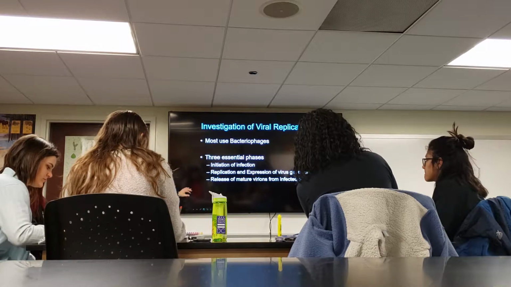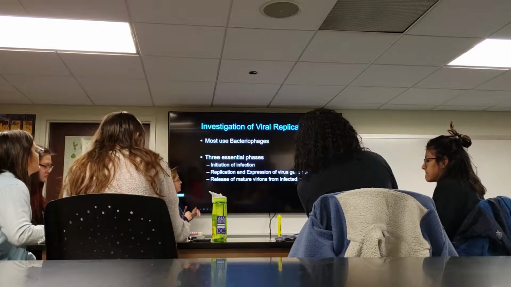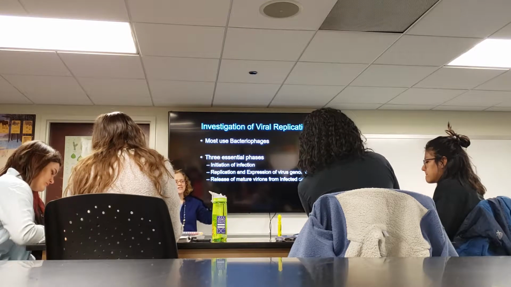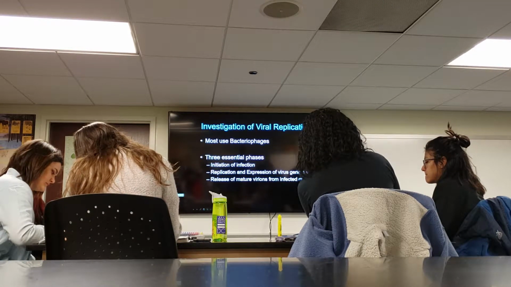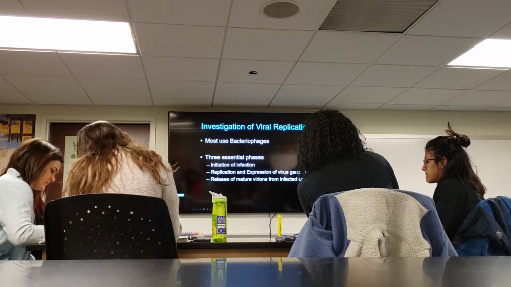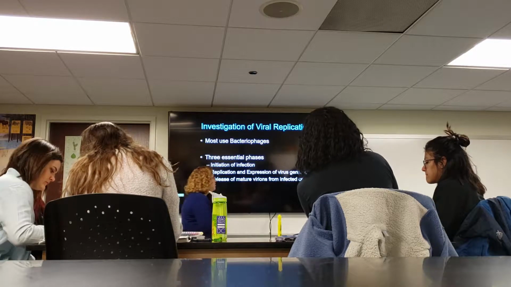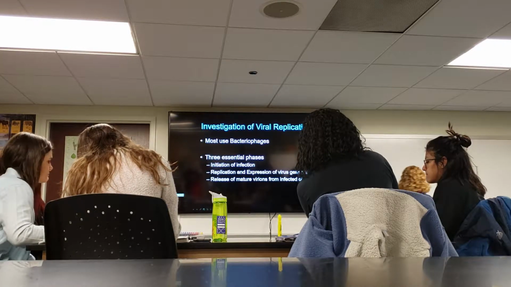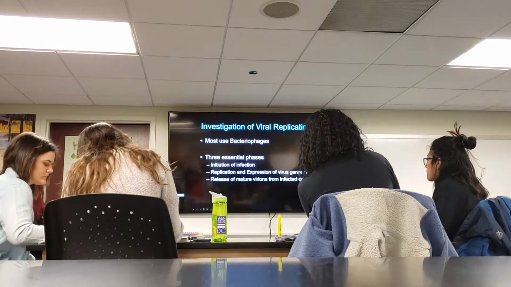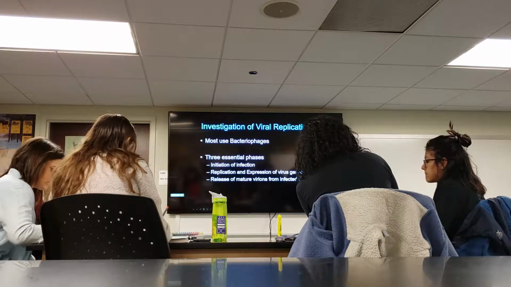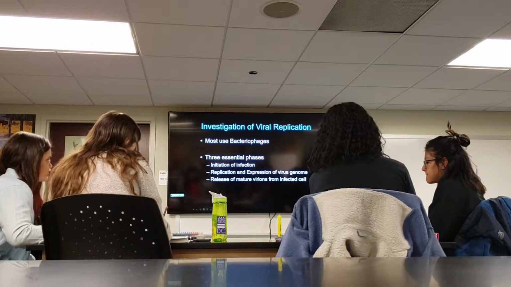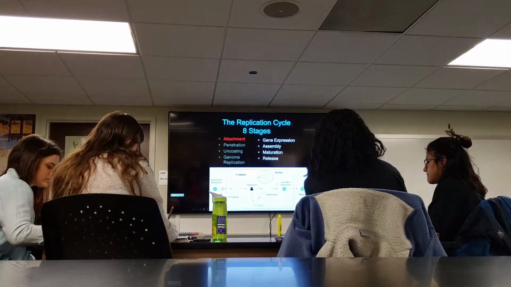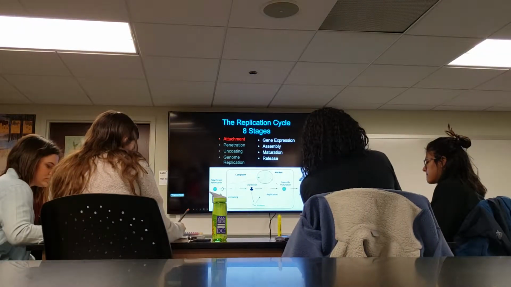So that has led us to these three essential phases of replication, and we're going to flesh these out a bit as we go through the chapter today. But the overall three phases are initiation of infection, replication and expression of the virus genome, and release of the mature variants from the infected cell, so into the host. So those are three major overall phases, and then we're going to flesh those out as we look at the different strategies.